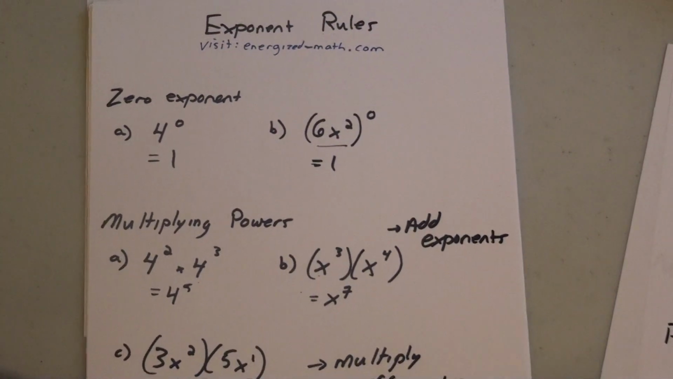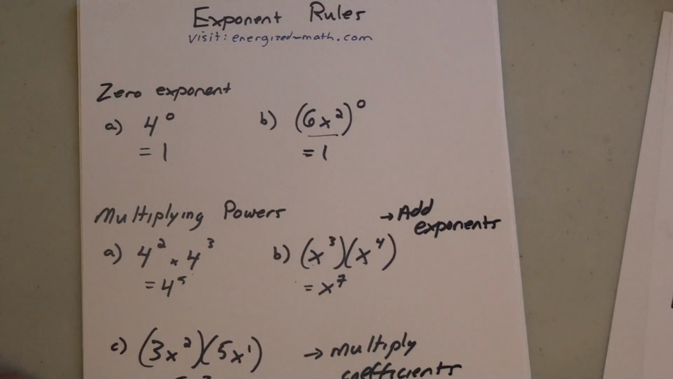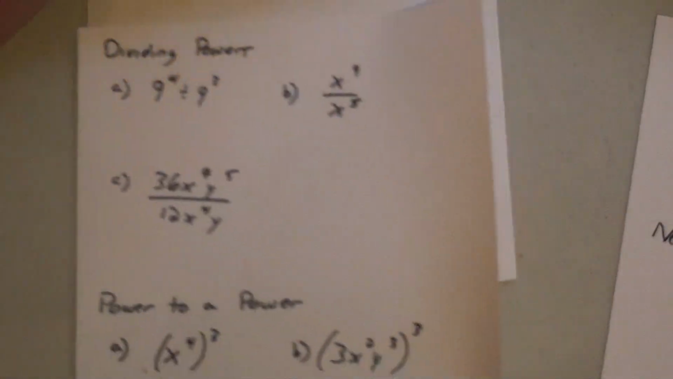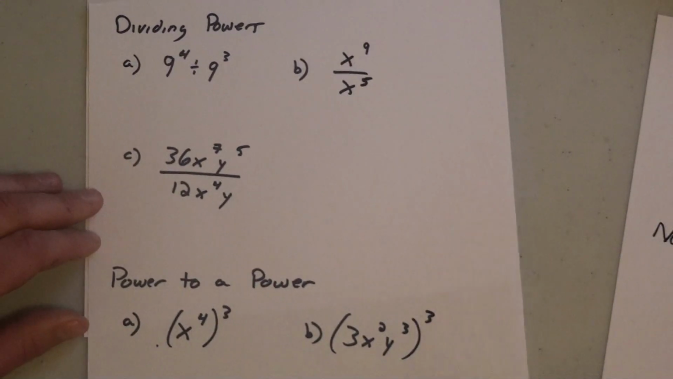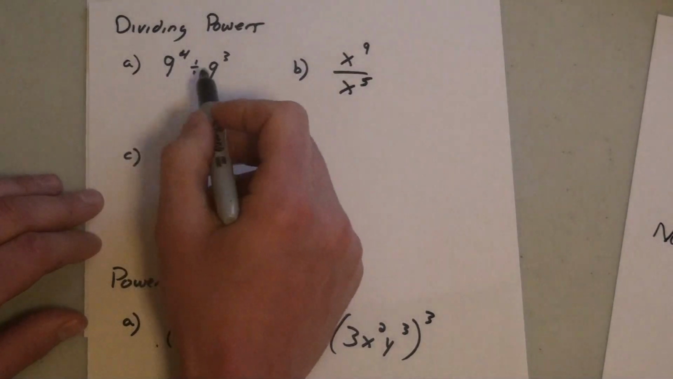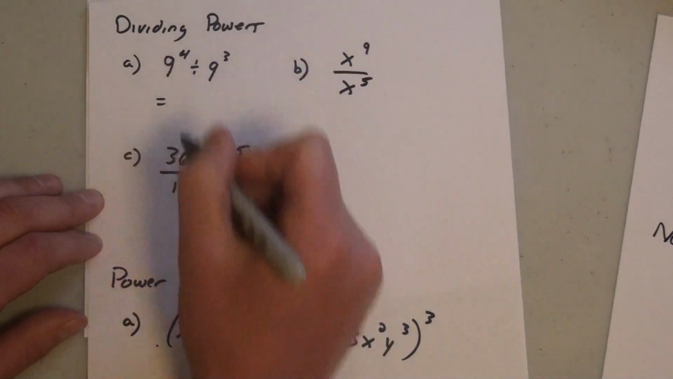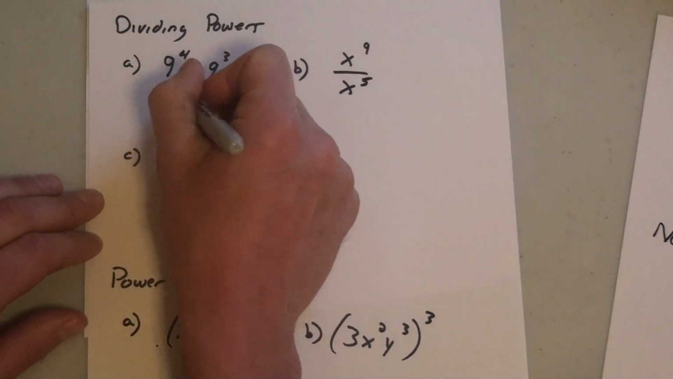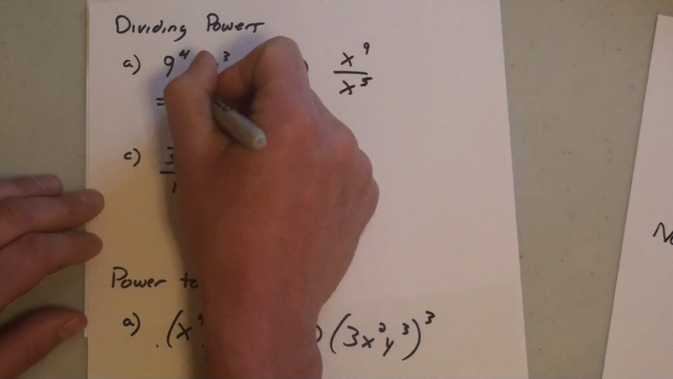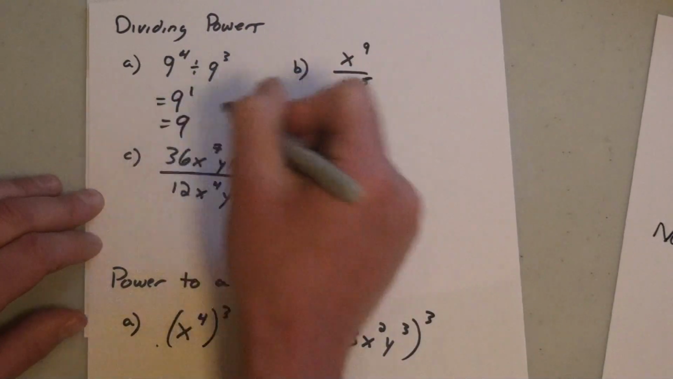Okay, so then the next rule we're going to look at is if you're dividing powers. If I'm dividing powers, again, the bases must be the same. And I'm going to do the opposite. I'm going to subtract my exponents. So it'll be 9, and then 4 subtract 3 is 1. So the answer is just 9.